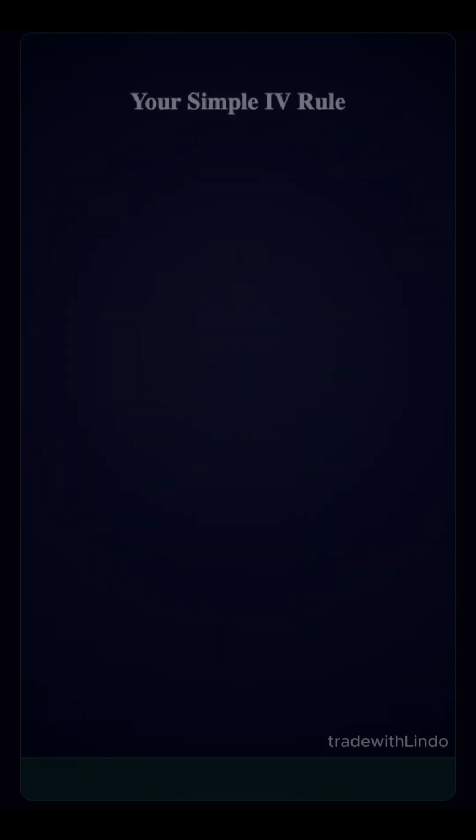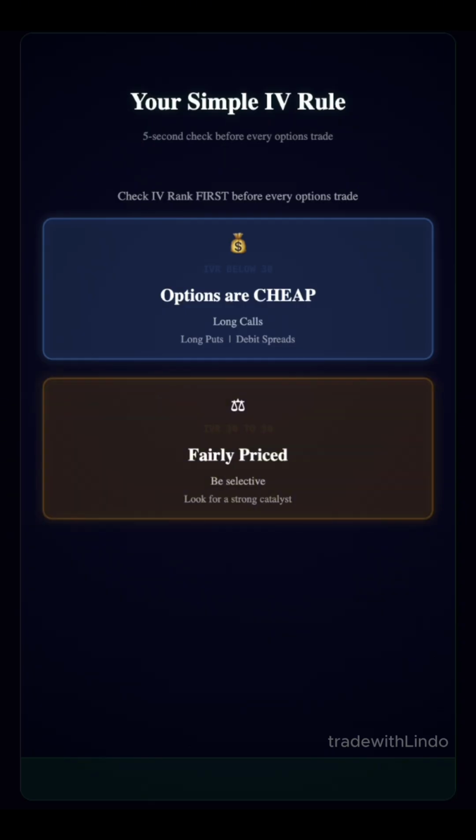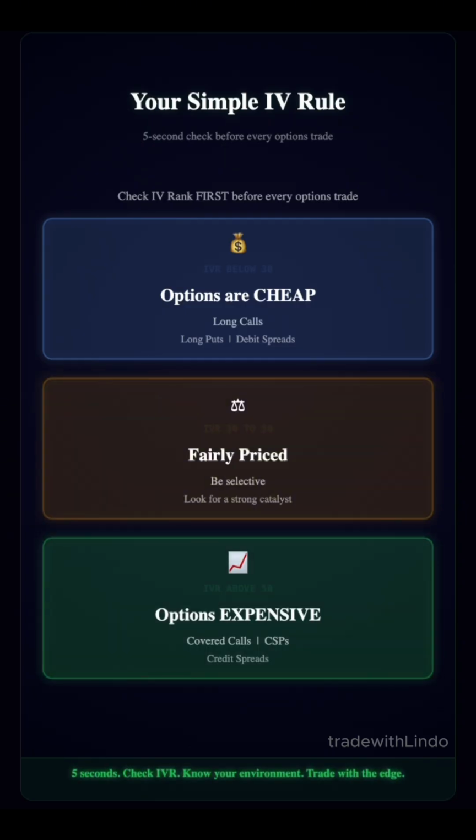Here is your simple rule to use from today. Before every options trade, check IV Rank. If IVR is below 30%, options are cheap. Think about buying calls or puts. If IVR is above 50%, options are expensive. Think about selling premium through covered calls or spreads. And before earnings, remember, IV crush is coming. If you want to trade earnings, wait until after the announcement when IV has already crushed and you can sell expensive premium. That is it. That is the whole framework. 5 seconds before any trade.